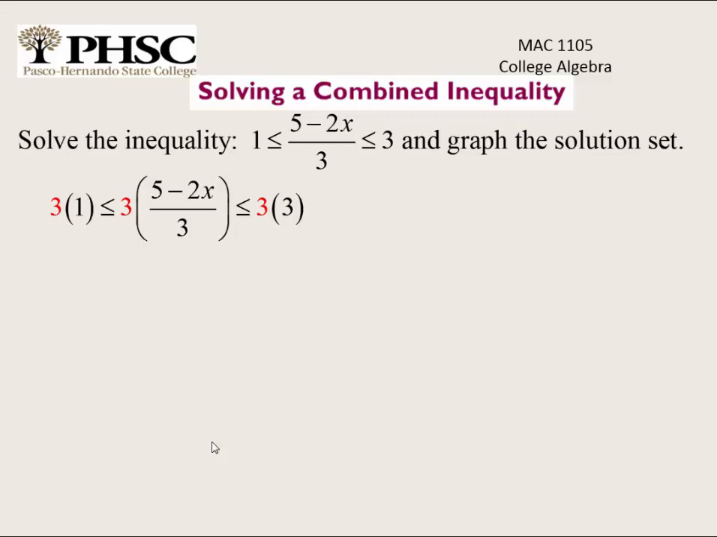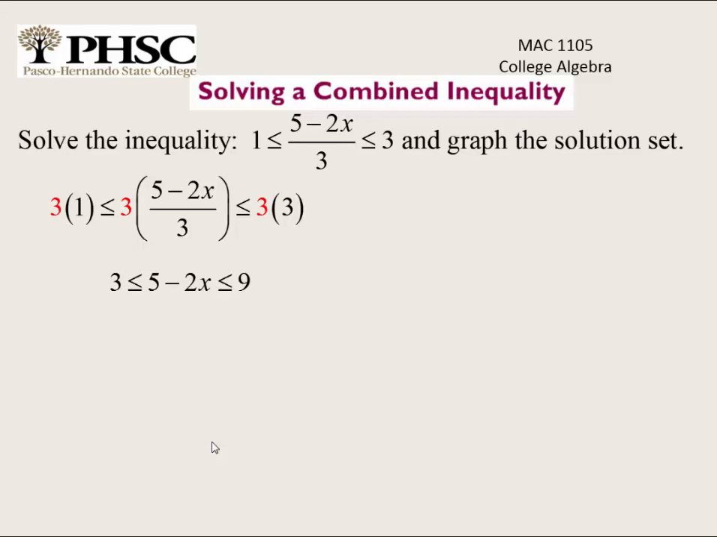Now, in the previous example, I separated them. In this example, I'm going to solve them all at the same time. So here what we did is we multiplied everything by 3. So now we end up with 3 is less than or equal to 5 minus 2x, less than or equal to 9. So this we know how to solve.